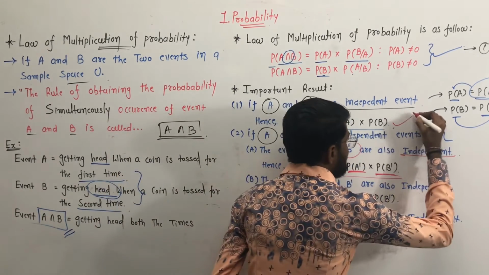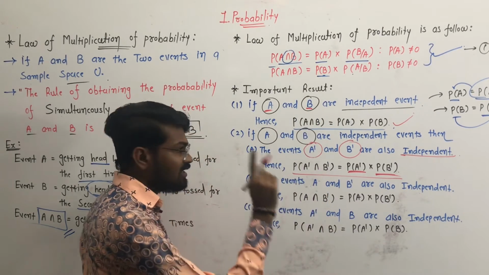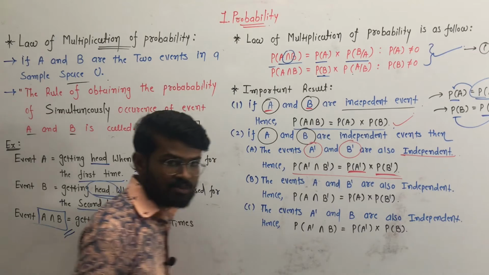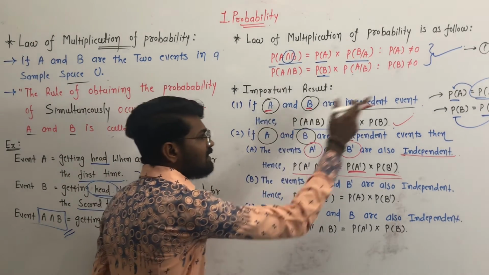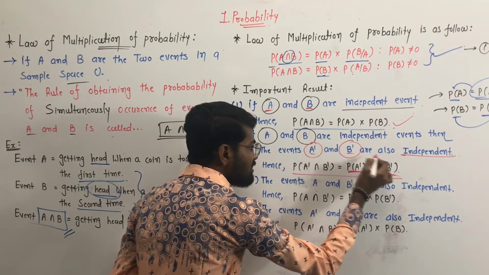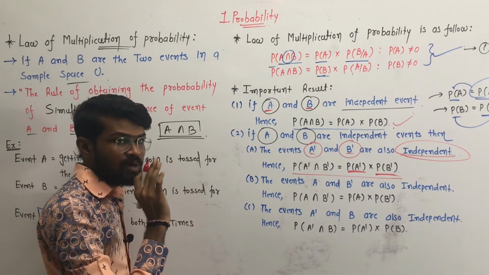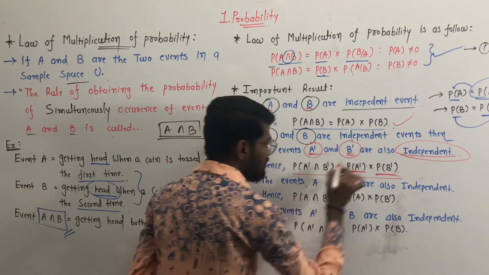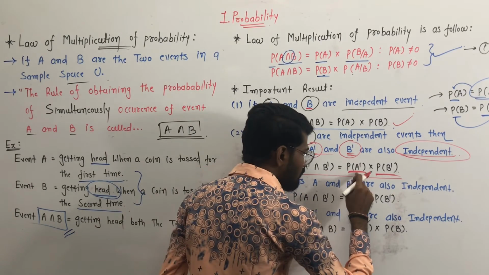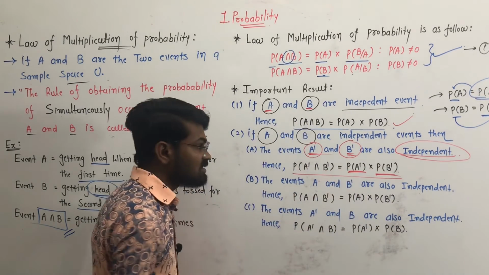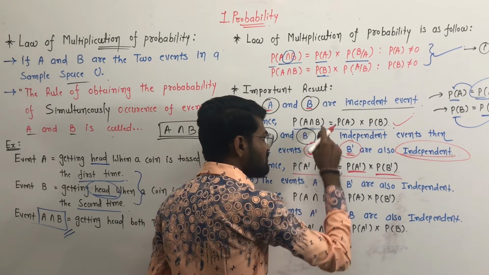Same as when events A and B are independent, the intersection of A and B is equal to P of A multiplied by P of B. Likewise, if A and B are independent, then A dash and B dash are also independent, so P of A dash intersection B dash is equal to P of A dash multiplied by P of B dash. Here A dash is used instead of A and B dash instead of B.